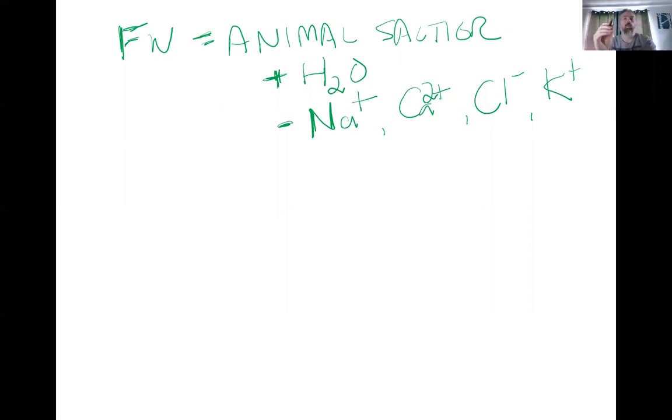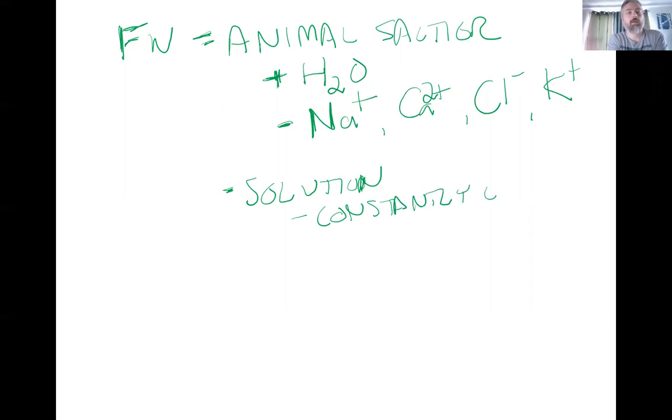So the solution here for our freshwater vertebrates: we're going to constantly urinate. We are peeing 24 hours a day, 7 days a week. Okay. And by peeing constantly, this solves all water problems. But we still have another issue here.